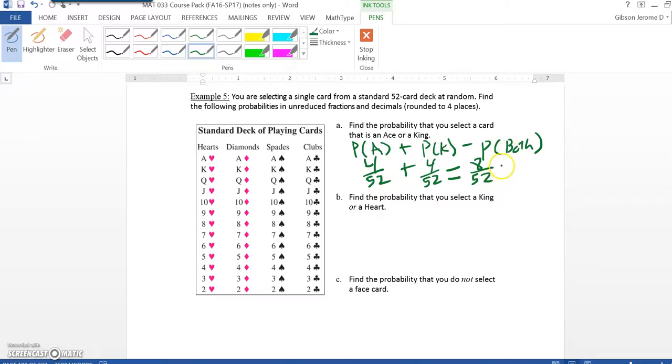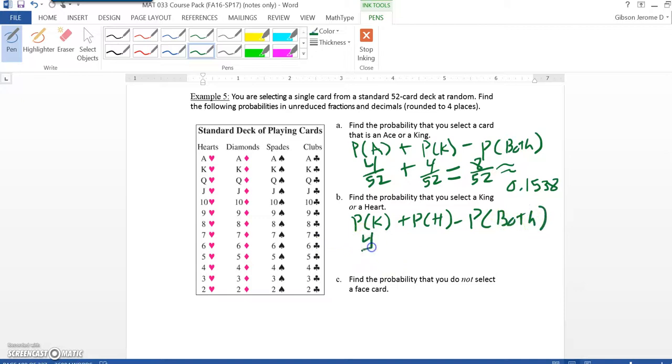And we can round this to 4 decimal places, which would give us 0.1538. And that would be the probability of getting an ace or a king. Now we go to B here. It says find the probability that you select a king or a heart. So we have the probability of a king plus the probability of a heart minus the probability of both.